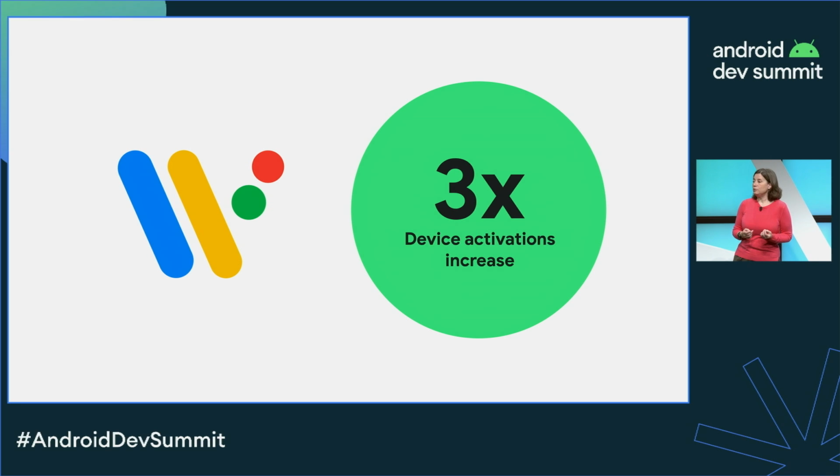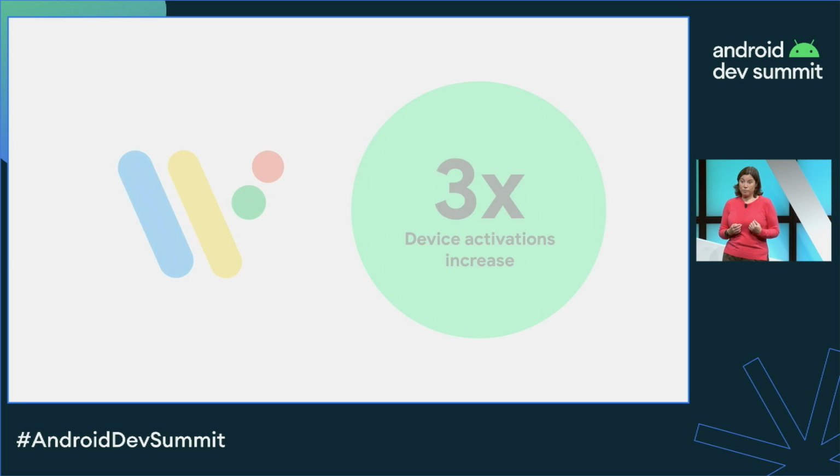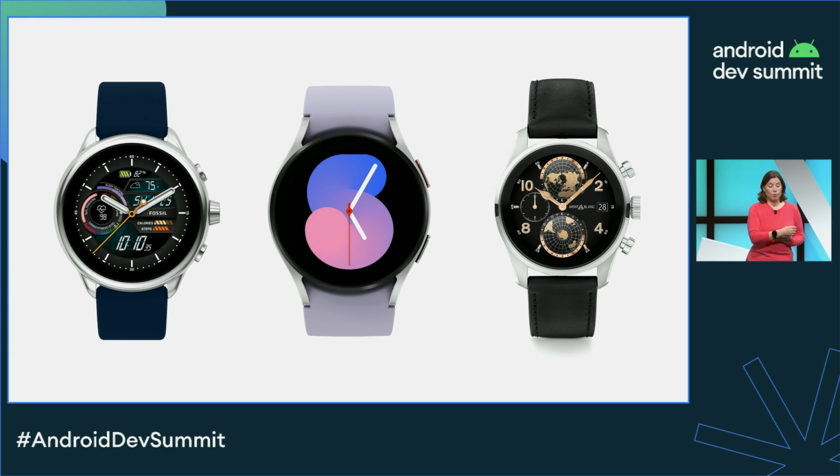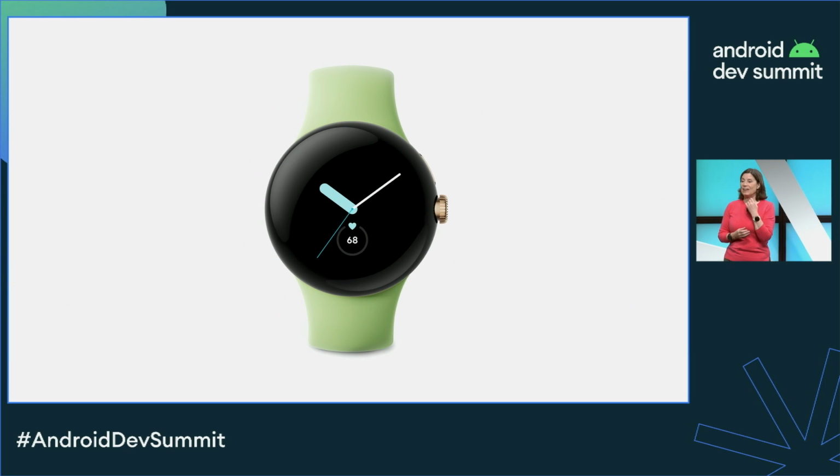We've seen beautiful new devices this year from Samsung and from Montblanc, Fossil Group, and Mobvoi, all powered by Wear OS 3. And earlier this month, we at Google launched the Pixel Watch. It's our first ever smartwatch. It brings the best of Fitbit and many of your favorite Google apps to your wrist. All of this progress has resulted in really exciting opportunities for your apps.